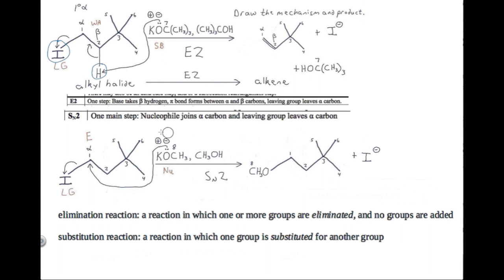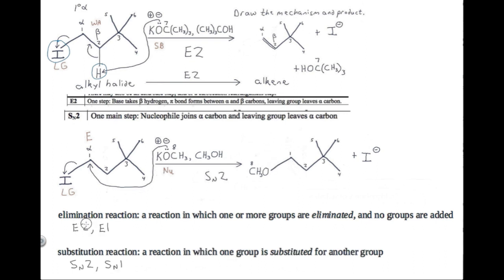On the other hand, can you see how this mechanism, SN2, is a substitution? Notice here that we're substituting this group into the place formerly occupied by the leaving group. E2, and as you might later learn, E1, are both elimination mechanisms. The E stands for elimination. And in both E2 and E1, there are two groups that are eliminated, the beta hydrogen and the leaving group, while no groups are added to the molecule.